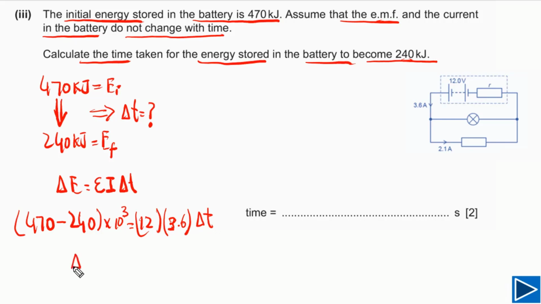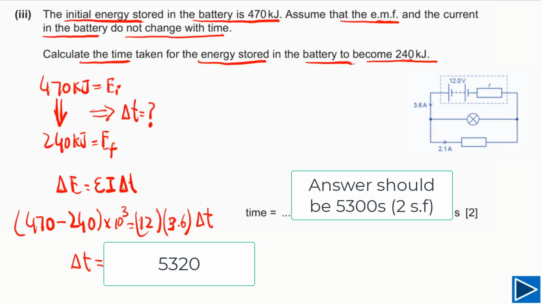If we solve this for delta T, our final answer will be 3935 seconds. We can write this answer to 2 significant figures, so we can say 3900. So our final answer is 3900 seconds. Otherwise we can write it in standard form: this is 3.9 times 10 to the power 3 seconds.